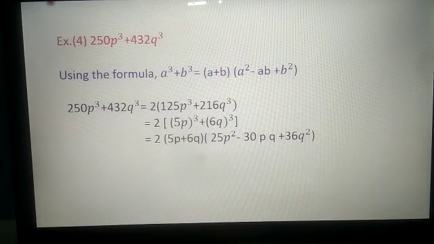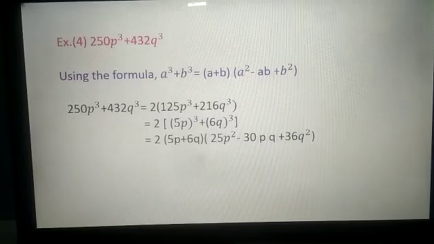Now here we have finished example 4, and in the next period we will see practice set 6.2. Till then children, you have to complete this work in your copy. Thank you.